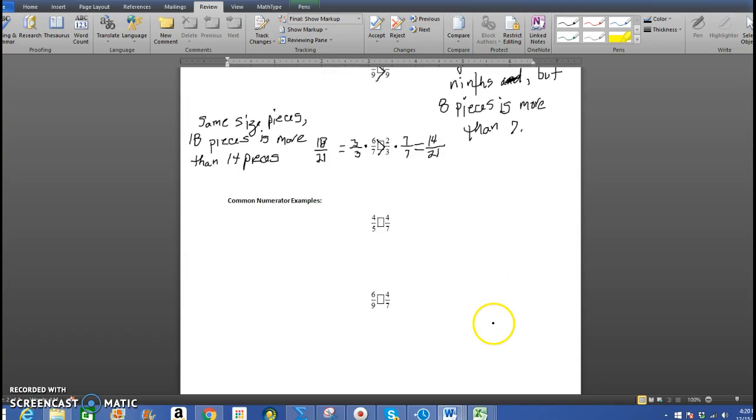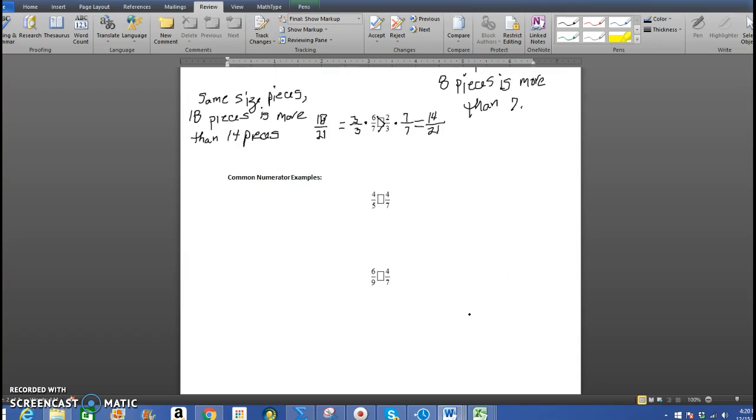All right, so now we're going to move on to the common numerator examples. So remember in this one, the number of pieces is the same, but the size of the pieces is different. So we're going to compare the size of the pieces. So number of pieces is the same. So we're going to compare size of pieces.